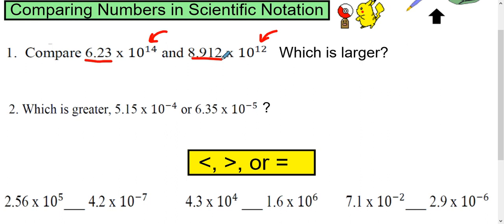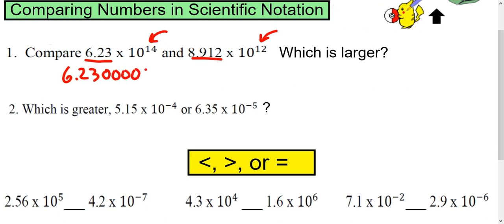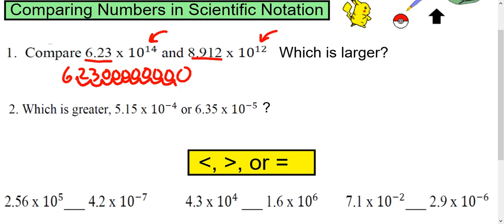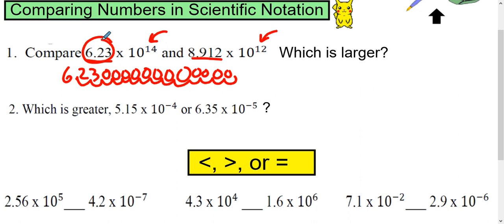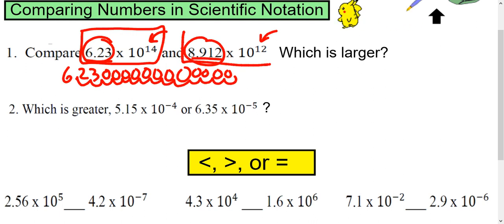If you're going to move this 14 places, this is a little bit annoying to do. 1, 2, 3, 4, 5, 6, 7, 8, 9, 10, 11, 12, 13, 14. 0, 0, 0, 0. This is not what they want you to do. They want you to take a look at this and compare. If you move this decimal 14 places to the right, when you compare this number and this number, which is larger?